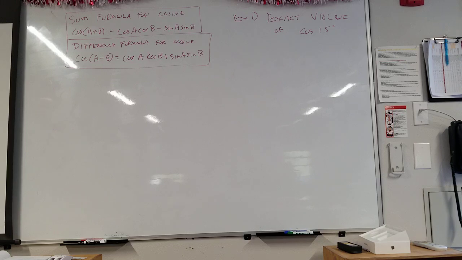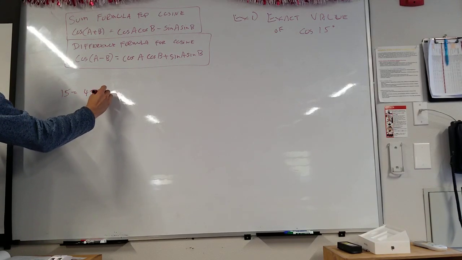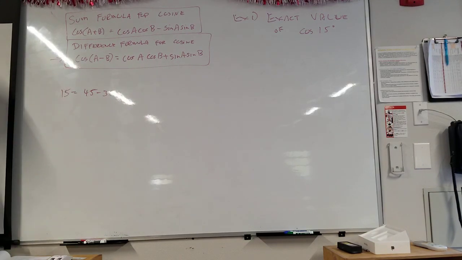Would it be like cosine of 45 minus 30? How do you get 15 degrees? 15 degrees can be formed by 45 degrees minus 30. We're going to use this guy. We're going to use the distance formula then.